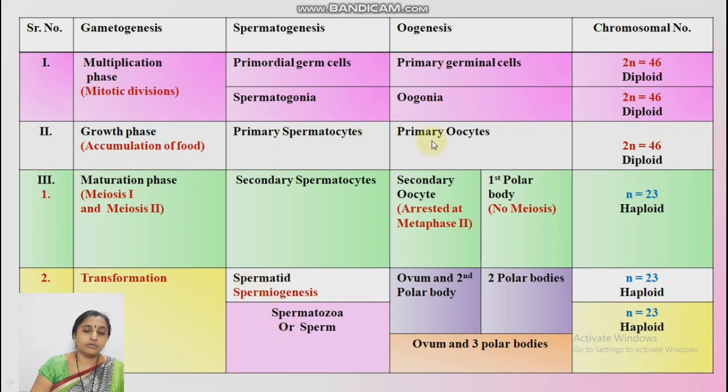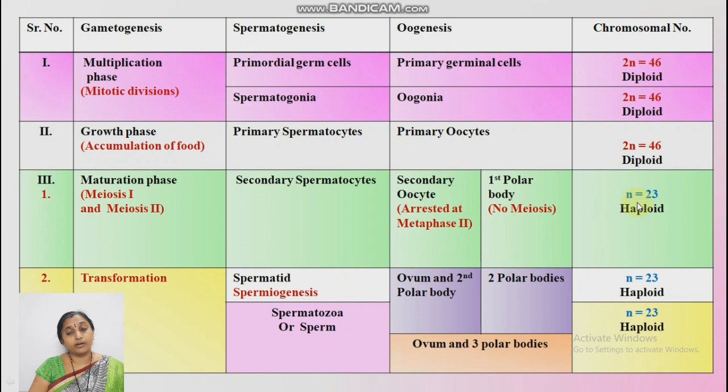Here the primary oocyte undergoes meiosis 1 to form the secondary oocyte and first polar body. The first polar body is not involved in meiosis division, and the secondary oocyte undergoes meiosis 2 but gets arrested at metaphase 2. Meiosis 2 is completed only when the secondary oocyte is fertilized with the sperm. Secondary spermatocyte, secondary oocyte and first polar body are all haploid cells. The secondary oocyte undergoes meiosis 2 and forms an ovum and polar bodies. In this way an ovum and three polar bodies are formed, that is the maturation phase.